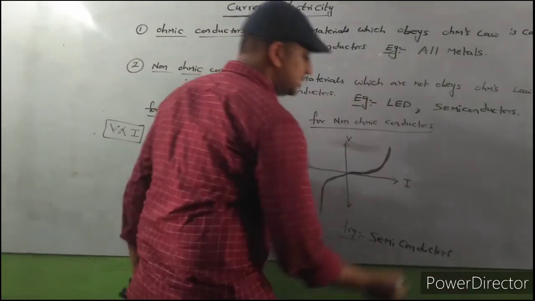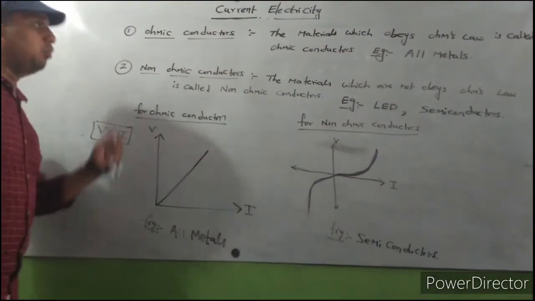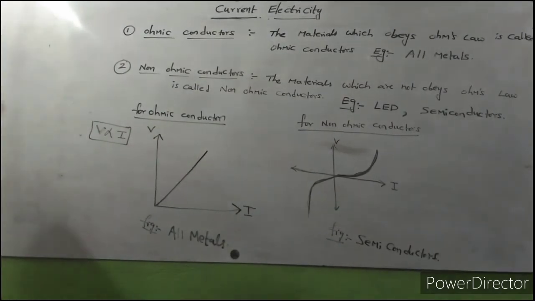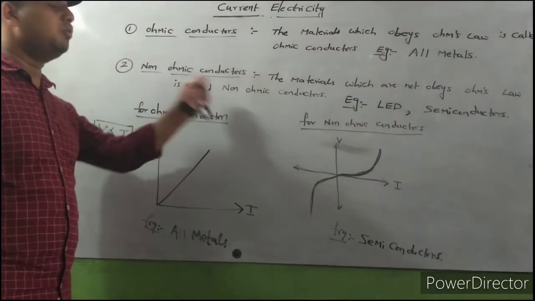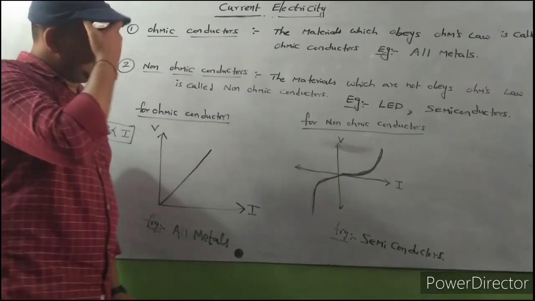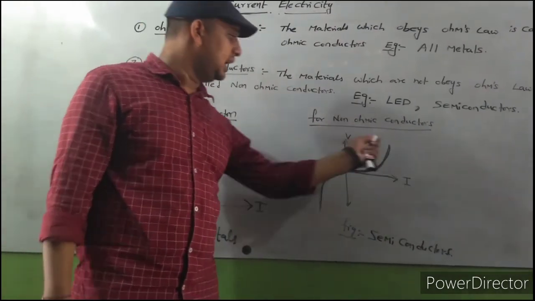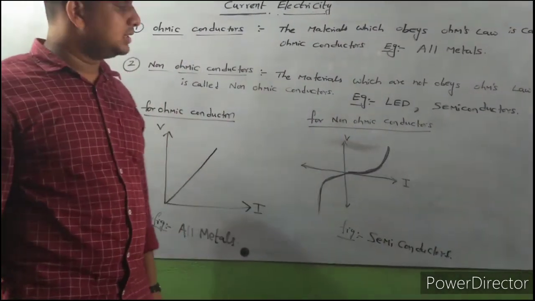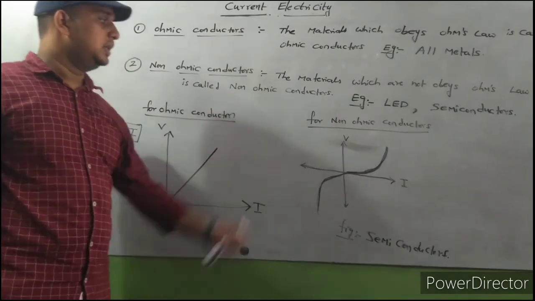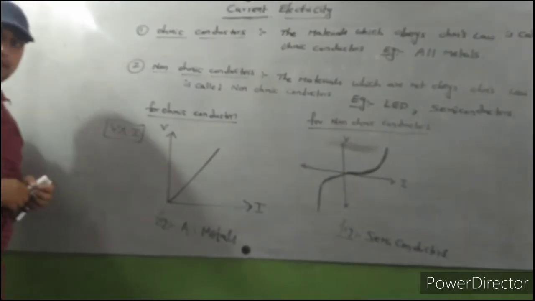So the materials which obey Ohm's law are called ohmic conductors. The materials which do not obey Ohm's law are called non-ohmic conductors. All metals obey Ohm's law, while semiconductors and LEDs do not, so those are non-ohmic conductors. This is the V versus I diagram. So this is about ohmic conductors and non-ohmic conductors.